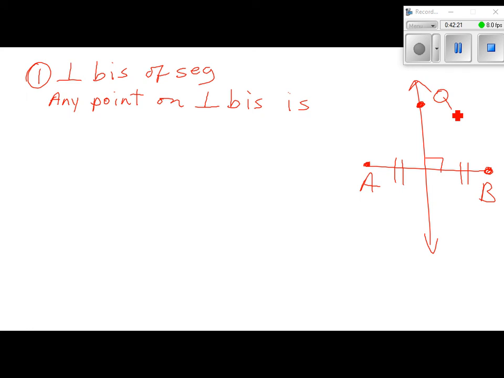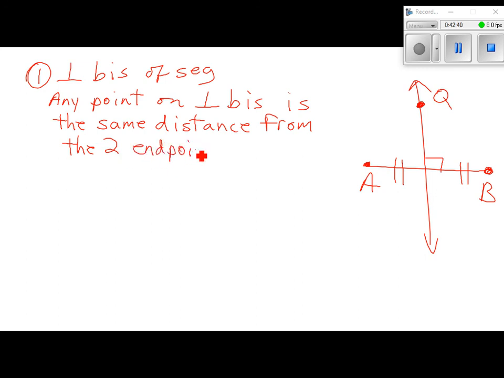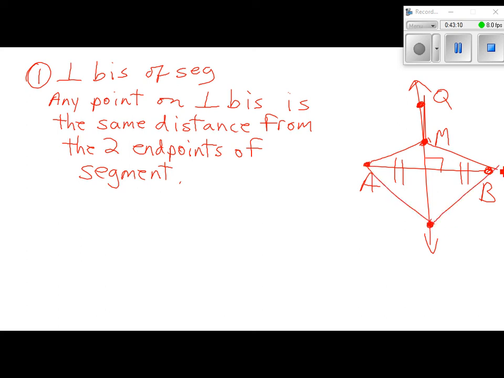So any point on the perpendicular bisector is the same distance from the two endpoints of the segment. So if I have Michael come up here and put a point right here, what do we know about Michael's point? It's the same distance from A as it is from B. Then I have Tristan come up and he puts a point right here. What do we know about it? Same distance from A as it is from B. So that's for perpendicular bisector.